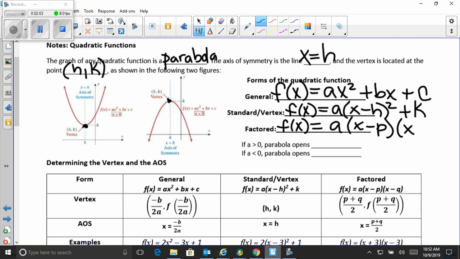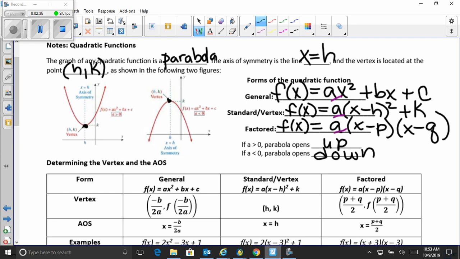times (x minus q). So this is when it's already been factored. Sometimes you're given it that way. Now, of course, you could always go from factored to general and then work a problem that way. If the number in front, our a for any of these, is greater than 0, meaning that it's positive, we know that it opens up. And if it is less than 0 or negative, it opens down.